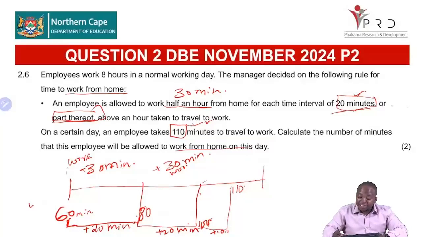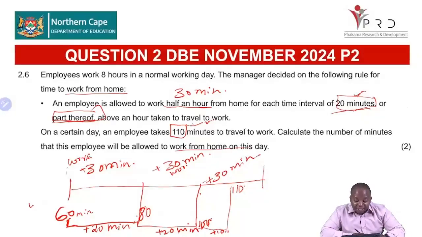But remember, they said "or part thereof". So this means it doesn't have to be all 20 minutes. So even if you travel only 10 minutes extra there, we are going to work 30 minutes extra. Right. So that's what it means in that case.